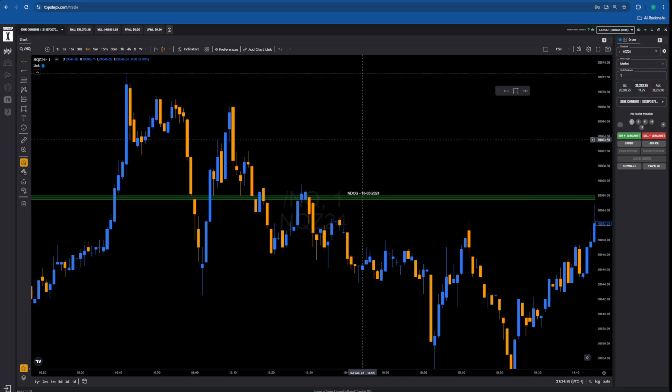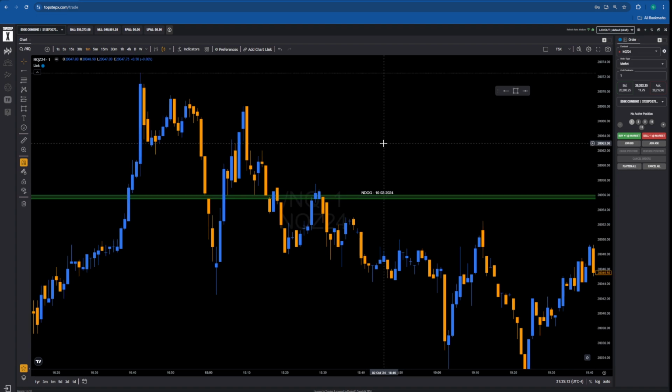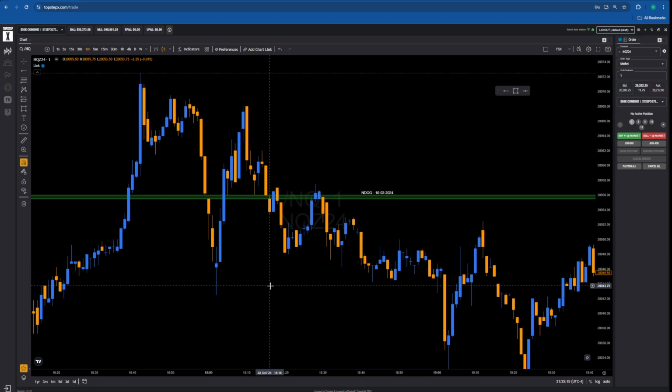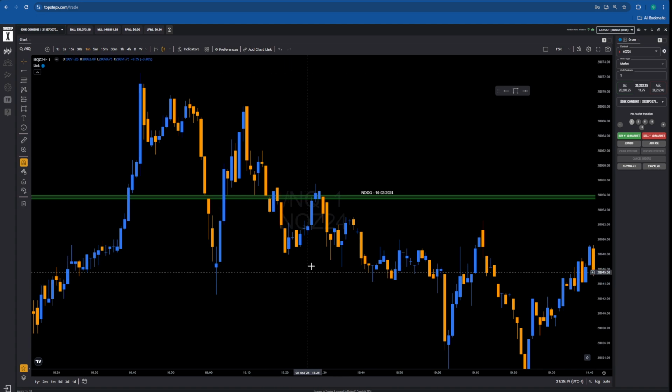I just wanted to share quickly, in NASDAQ, ICT concepts of new day opening gap or midnight open, how effective they are. So let's review what happened in the last couple of days. I'm just plotting these couple of lines.